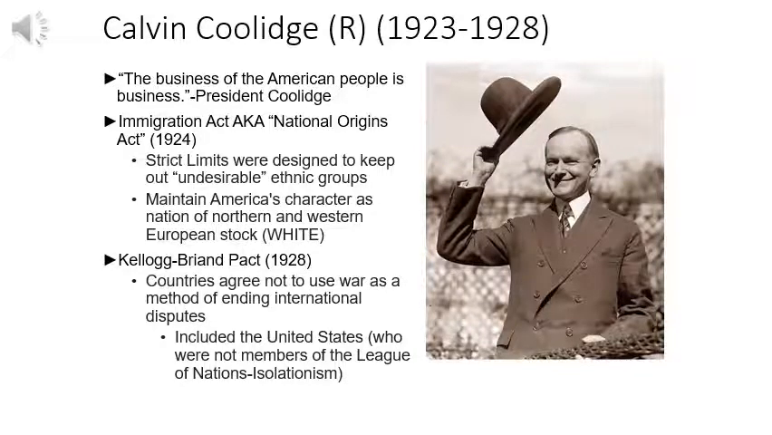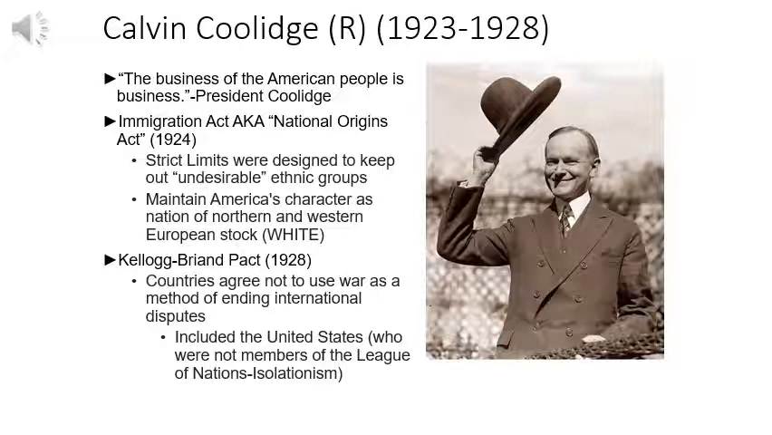Calvin Coolidge believed that the business of the American people is business, and he sought to extend the programs begun under President Harding. The Immigration Act, also known as the National Origins Act, in 1924, began to strictly limit the number of minorities who were able to enter the country. They were designed to keep out undesirable ethnic groups and maintain America's character as a nation of Northern and Western European whites.